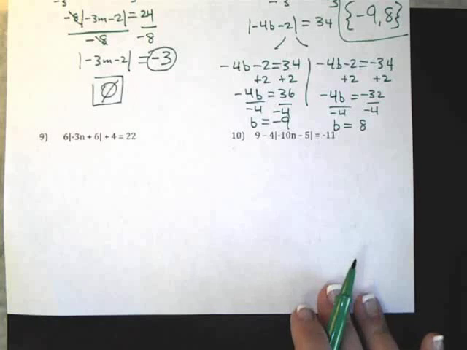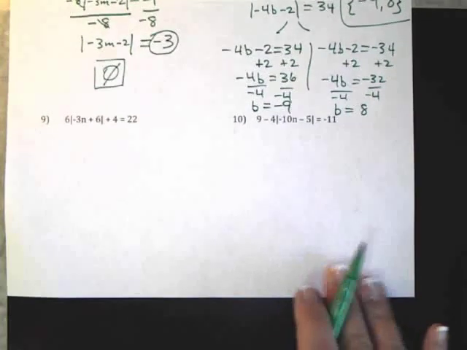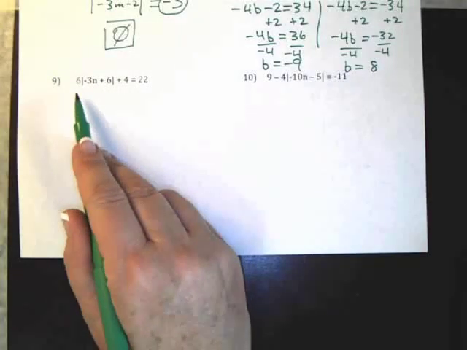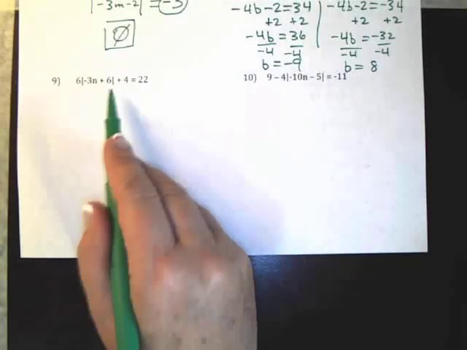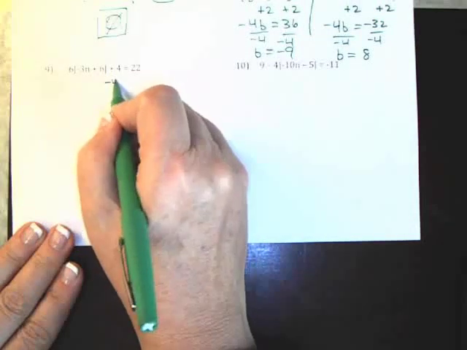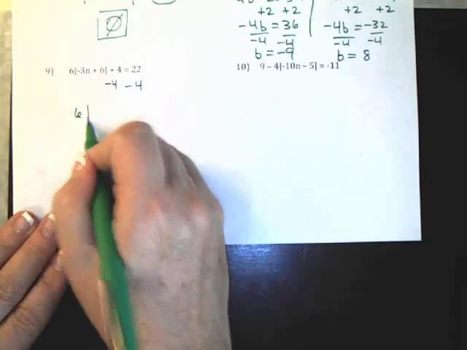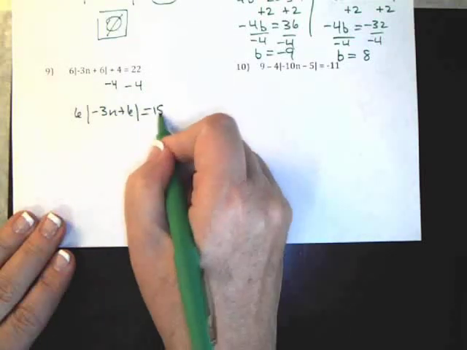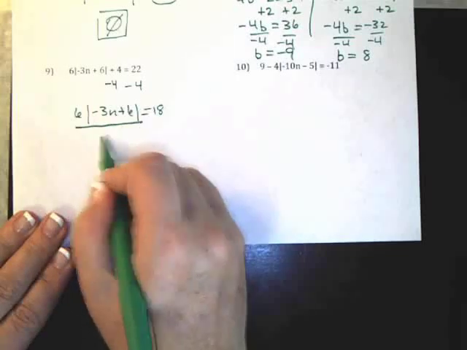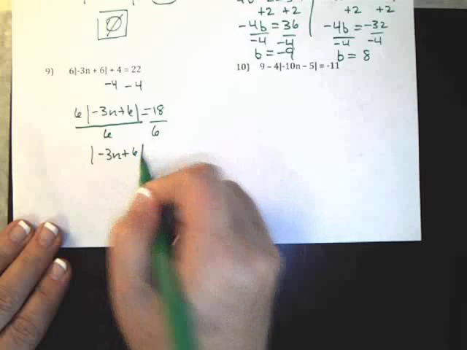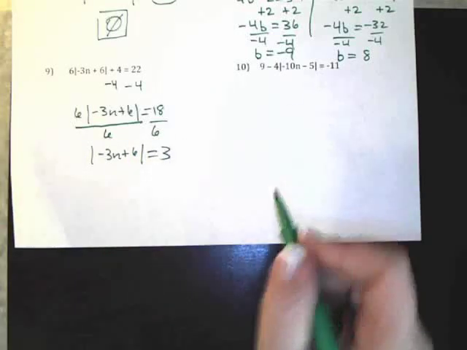All right, let's come down to number 9. So there are two things that we need to get rid of in order for the absolute value to be by itself. The 6 and the 4. And we always start with either adding or subtracting numbers from both sides. So we would subtract this plus 4 from both sides as our first step. 6 absolute value of negative 3n plus 6 is equal to 18. Now we can go ahead and get rid of the 6 by dividing both sides by 6. Negative 3n plus 6 in absolute value is equal to 3.